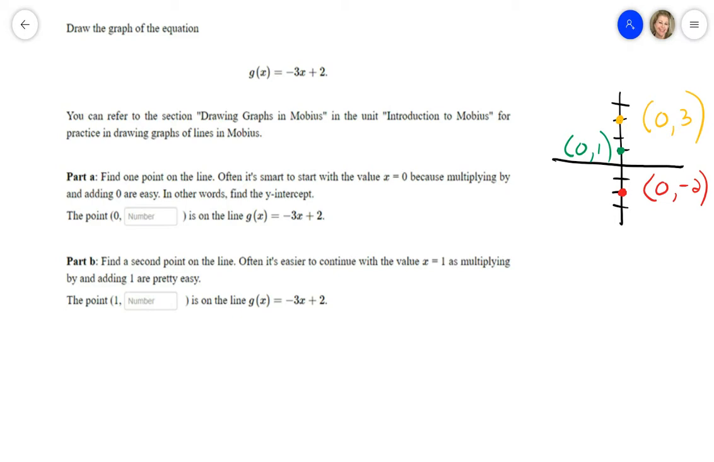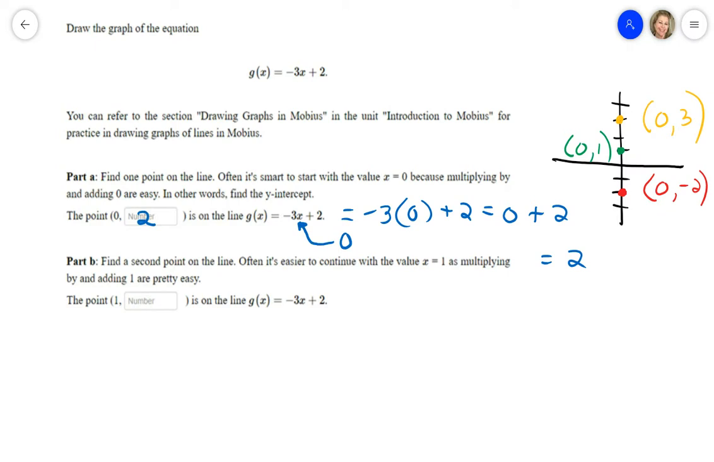So basically, I am going to simply substitute 0 right there. So this is going to be negative 3 times 0 plus 2. And of course, negative 3 times 0 is 0. That's what they were talking about. Multiplying by 0 is easy. And then 0 plus 2 equals 2. Adding 0 is easy. So the point is 0, comma, and then I just have to plug my 2 right in there.